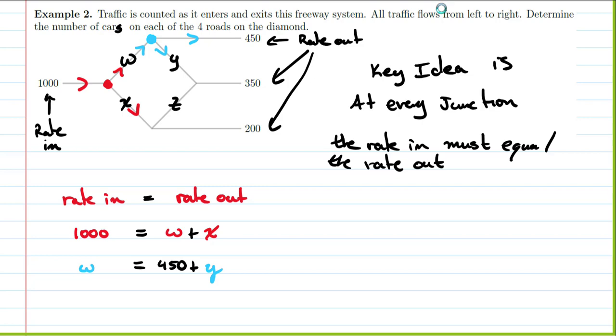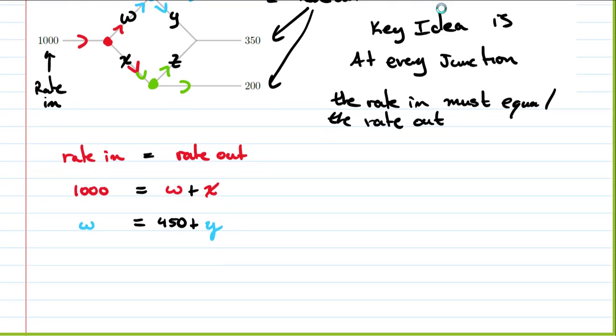Because at that intersection, 450 of them end up here on our way out, and y of them go down. All right. So now let's analyze this intersection right here. What would be my rate in at that point? So who's coming in? Well, as I go from left to right, X is coming in.